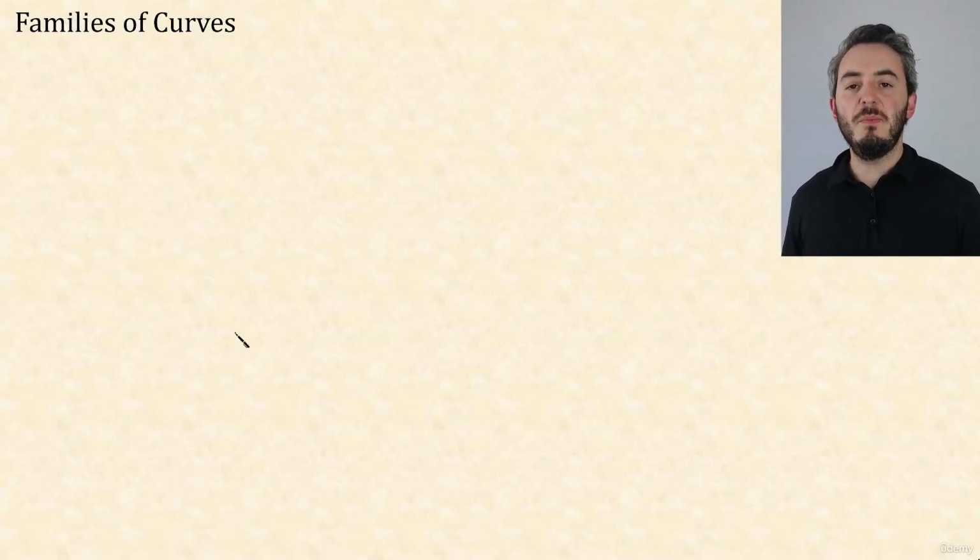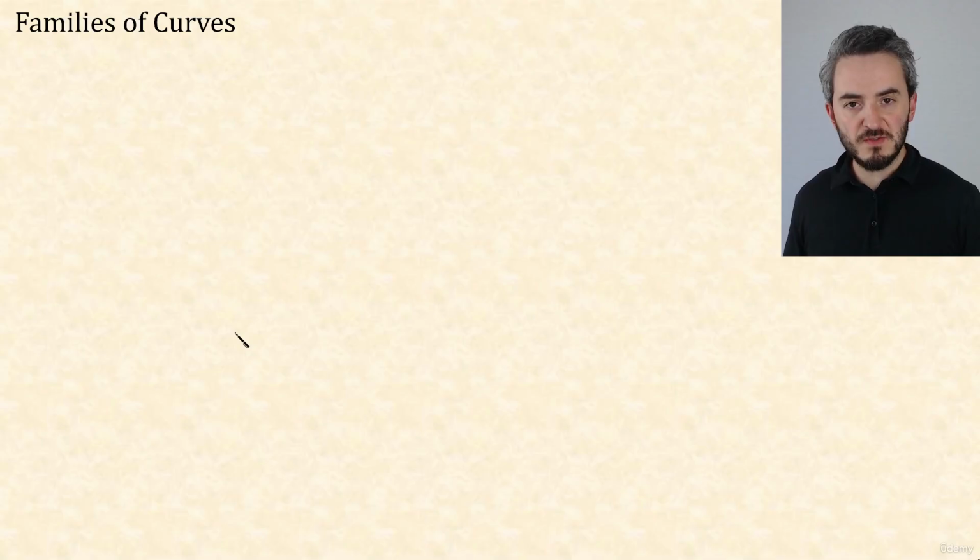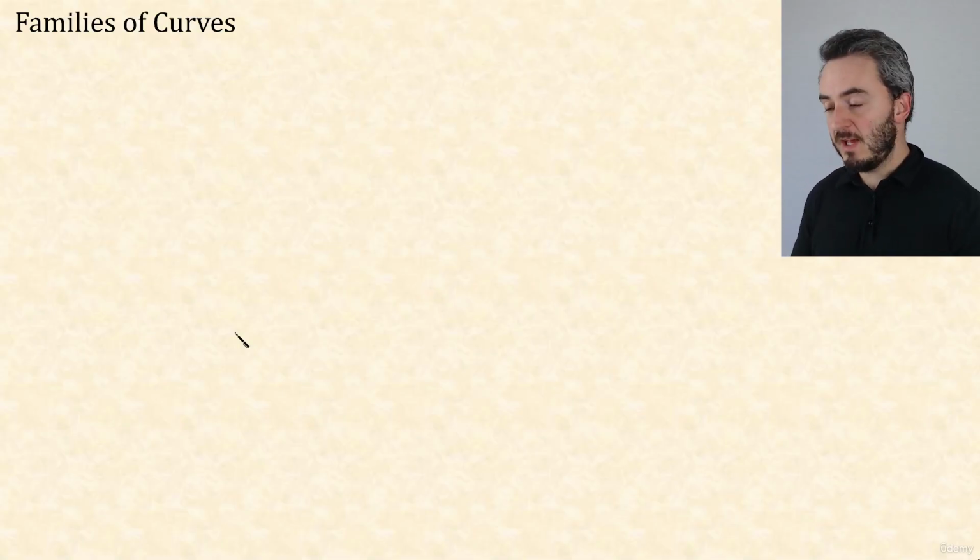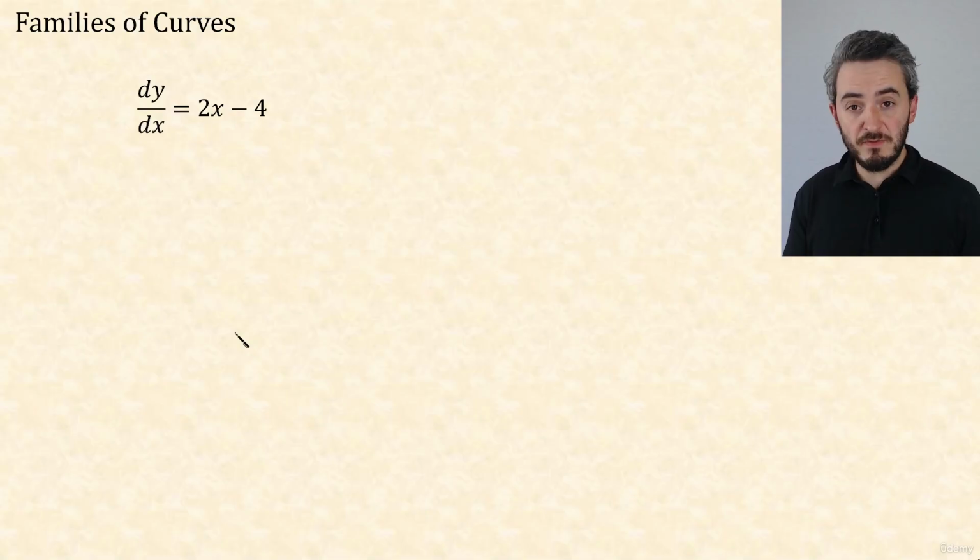In this chapter, we're going to be looking at the fascinating topic of differential equations. And in this video, we're starting off with families of curves, but it's worth beginning by just talking about what a differential equation actually is. So a differential equation is any equation that has a derivative in it. So dy by dx equals 2x minus 4. That is a differential equation.